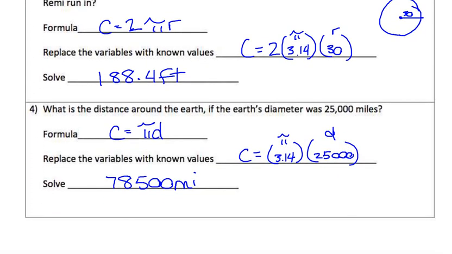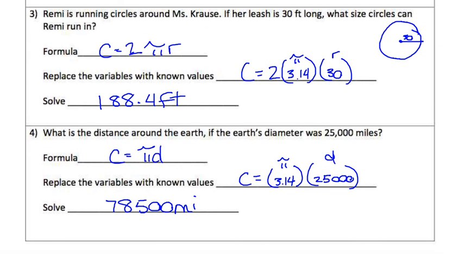And then the last one was Earth's diameter. So because we're given a radius in number 3, we use the 2 pi r formula for circumference. But because we know the diameter in number 4 with the diameter of the Earth, we use the pi d formula. So depending on whatever piece of the circle you're given, whether it be radius or diameter, that's the formula that you can use for solving the problem.